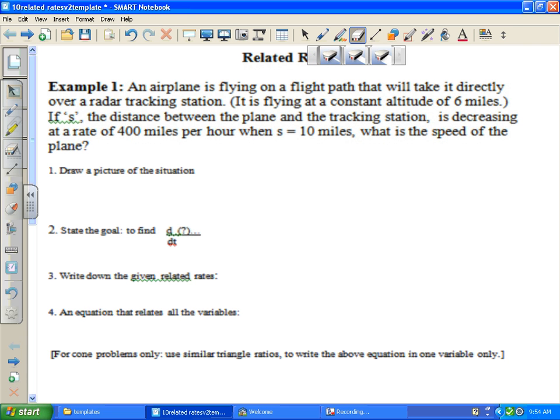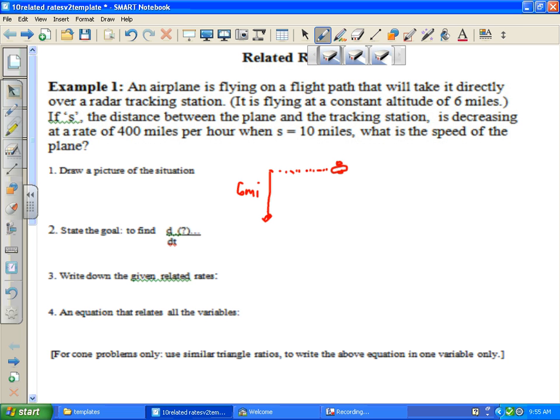And the template shows you the steps that we need to take pretty much in every one of these questions. We always start with a graph. So in this case, we have an airplane that is going to fly over a radar tracking station, and it's flying at a constant altitude of 6 miles. Again, there are various ways that you could be doing this graph. Let's say that this is my radar station, and the airplane is coming from here, going that way. And it's a constant altitude. So this altitude here is 6 miles.